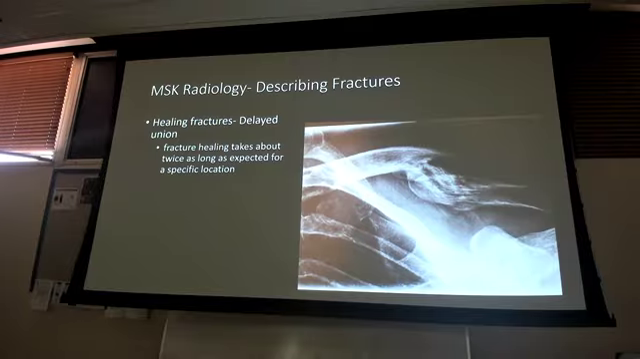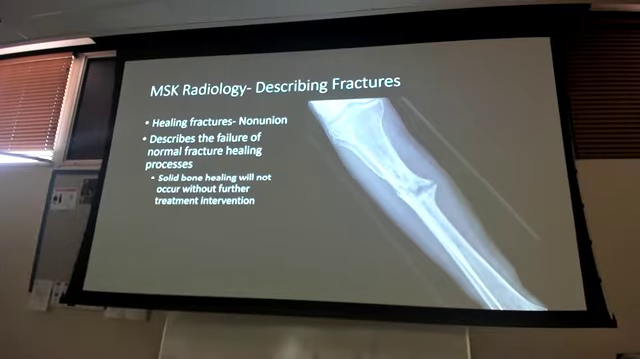Here's a delayed union, right? It's starting to heal together. How would I know that it's going to be twice as long as expected for a specific location? Well, you'll learn about that stuff in another semester. You just need to know this definition, that it's a delayed union. Okay? You need time frames in order to do this.